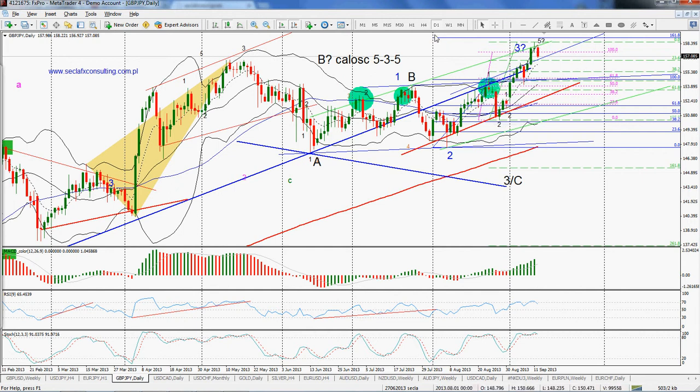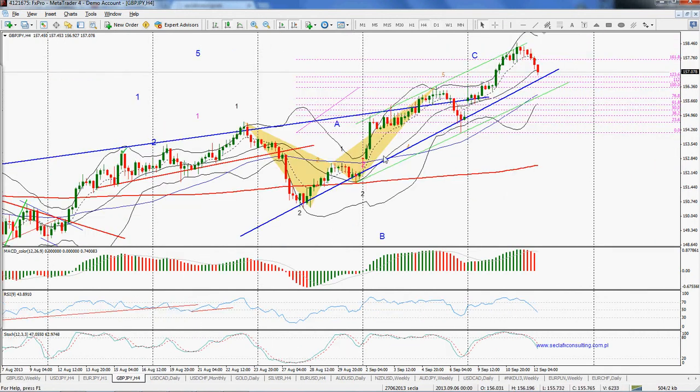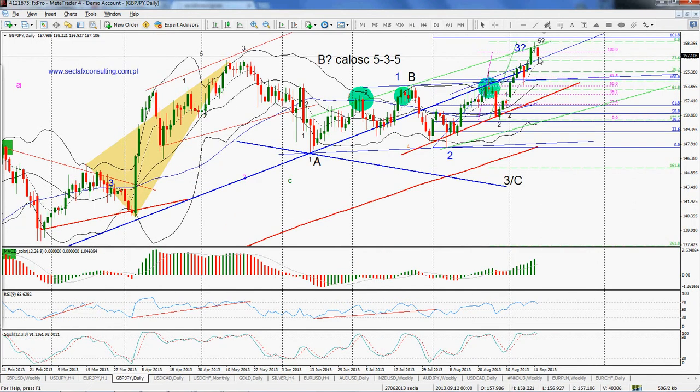Okay, but let's concentrate on that again. I've got here a support line, and the market may react to this support line. Yeah, either it will be broken, or the market will make a reversal signal here again, and try to move up again and try to reach this level.